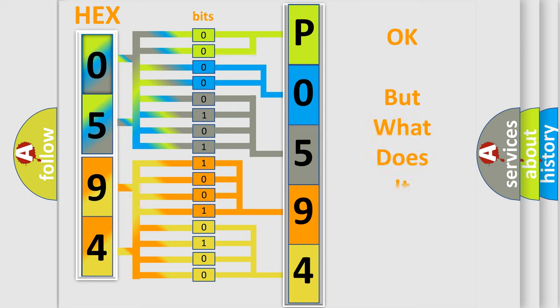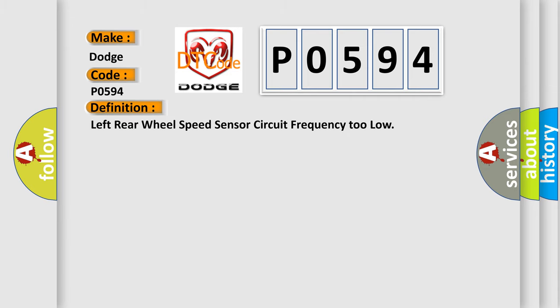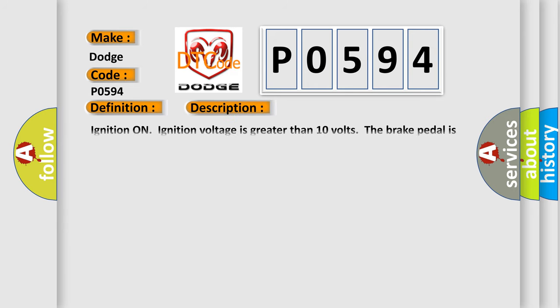The number itself does not make sense to us if we cannot assign information to what it actually expresses. So, what does the diagnostic trouble code P0594 specifically mean for Dodge car manufacturers? The basic definition is left rear wheel speed sensor circuit frequency too low. And now this is a short description of this DTC code.